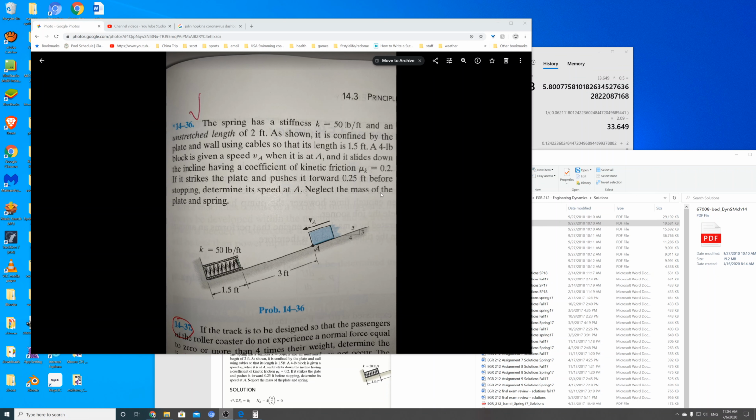This is not a smooth surface, so it does have a 0.2 coefficient of kinetic friction, and we have some weight associated with this block. And what we'll recognize here is that the final velocity, so it strikes this plane and compresses it down, is going to be zero. So there are some initial conditions we also need to pay attention to.